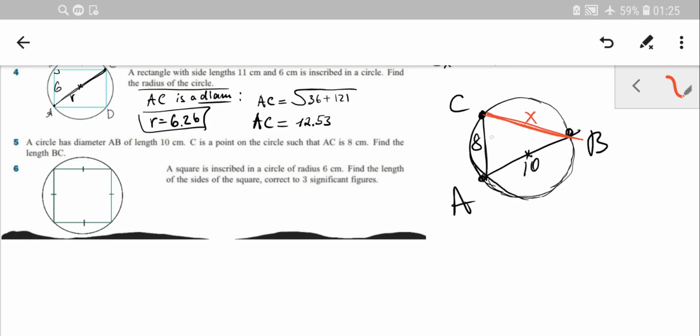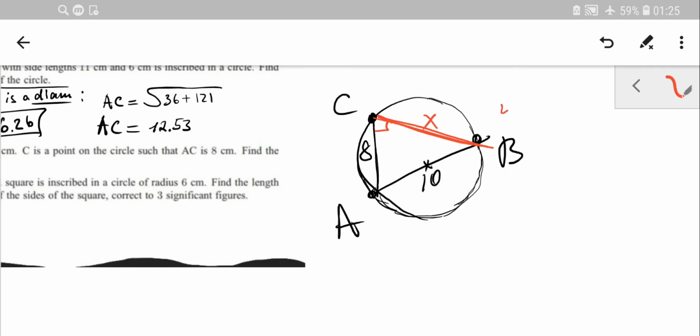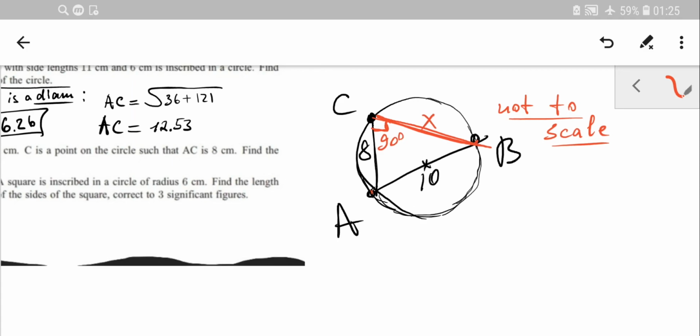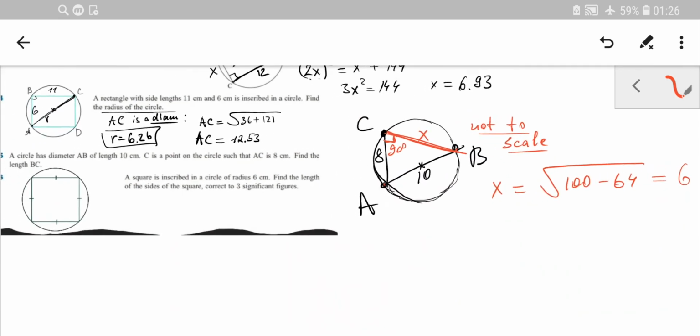I put X. So to resolve this problem, we know that this is 90 degrees. However, it's not to scale, so don't pay attention to how it's drawn, but pay attention to the sense. We have AB as diameter, so ACB is an inscribed angle, that's why it's 90 degrees. Alright, in order to figure out X, you already know what to do. It's just the square root of 10 squared minus 64, so we'll get finally 6. So actually this segment is 6.